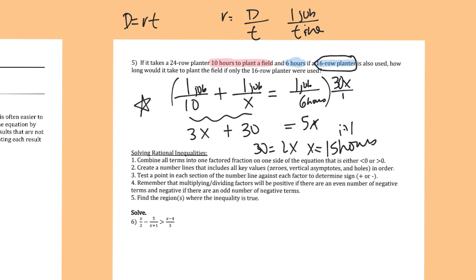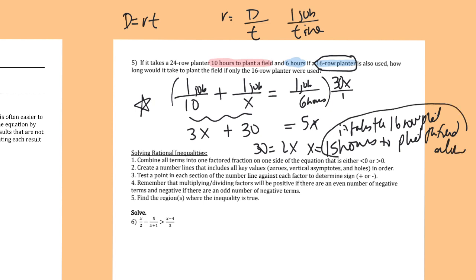So it takes the 16-row planter 15 hours to plant the field alone. Which makes sense. If you've got two planters that can work together and get it done in 6, and the bigger planter takes 10 hours, well, if you've got a smaller planter, it's going to take longer. All right. Well, these are the 3 word problems you're going to need to know how to do.